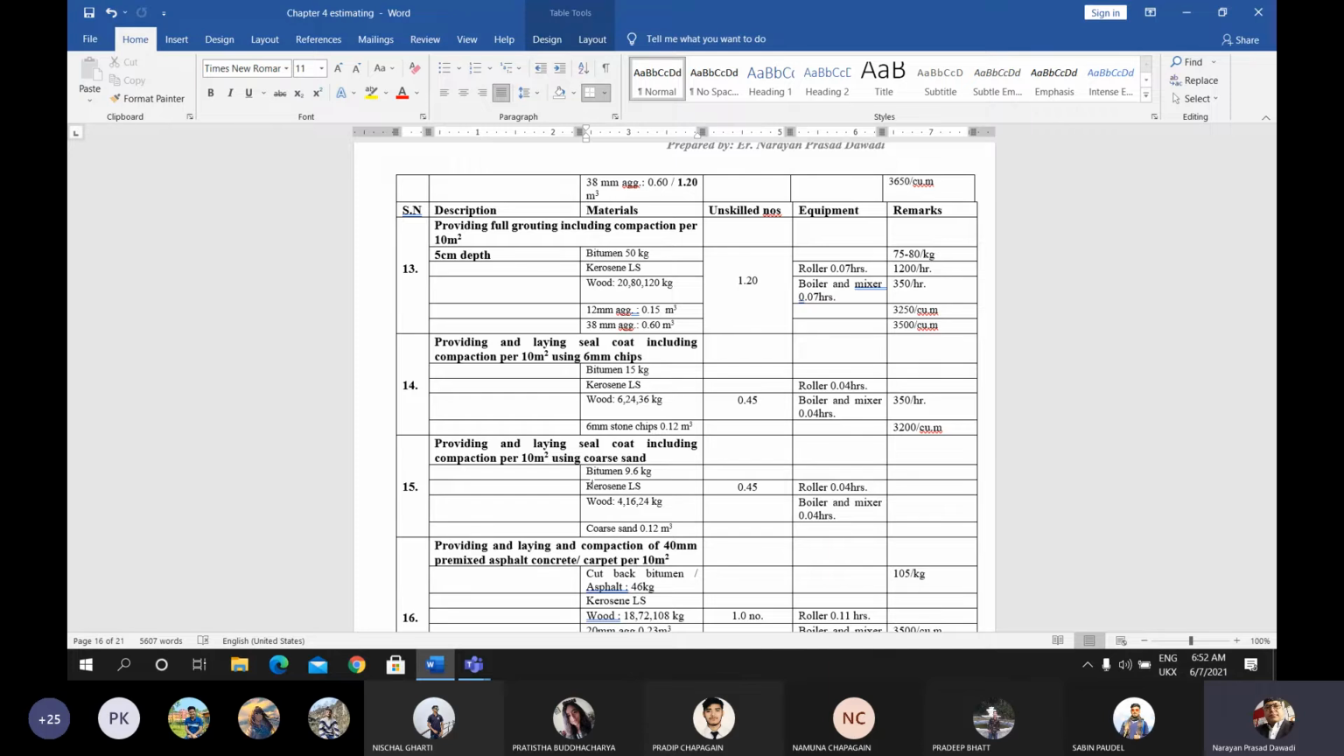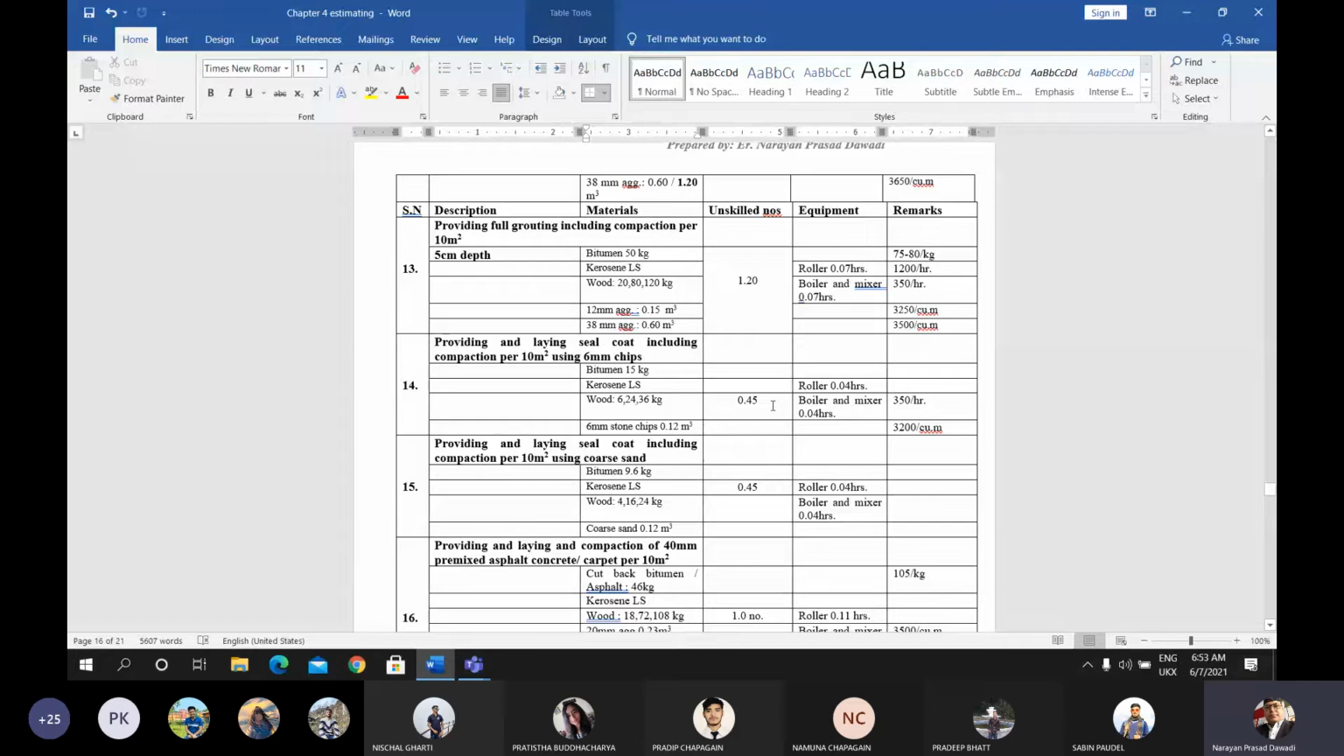Now the rate of the stone chips can be taken as 3000 per cubic meter or 3200 per cubic meter, and the boiler and mixer as 350 per hour, and roller as 1200 per hour. The rate of bitumen is 75 to 80 per kg. The rate of wood is 10 to 12 rupees per kg. You can provide the number of unskilled manpower as 0.45. The rate of unskilled manpower is 900 per number.